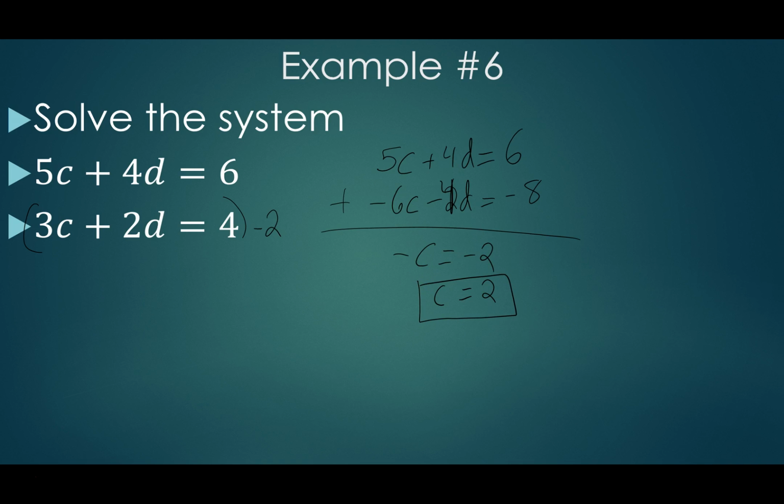Where that now plugs into either equation, plug into the top. 5 times 2 plus 4d equals 6. And when we solve this out, we're going to get a negative 1 for d.